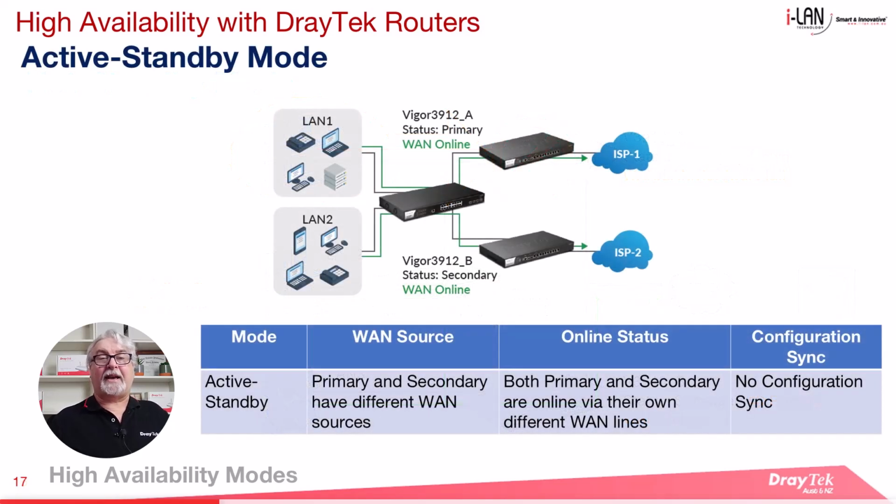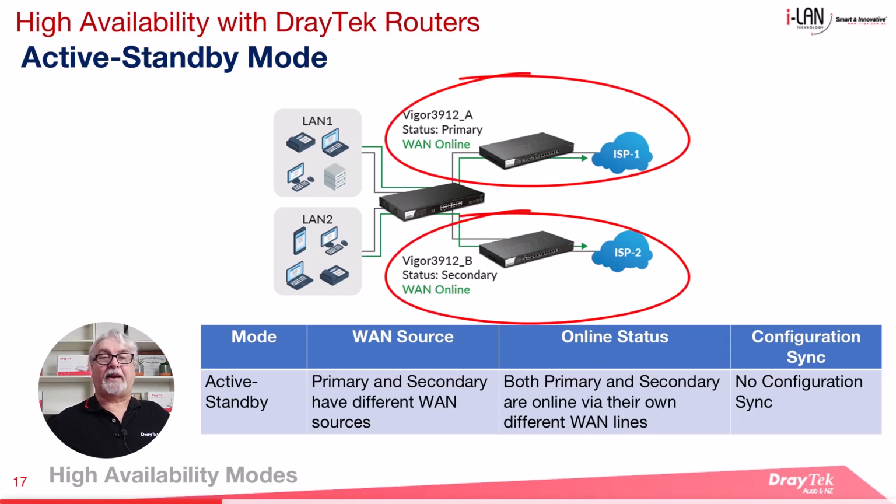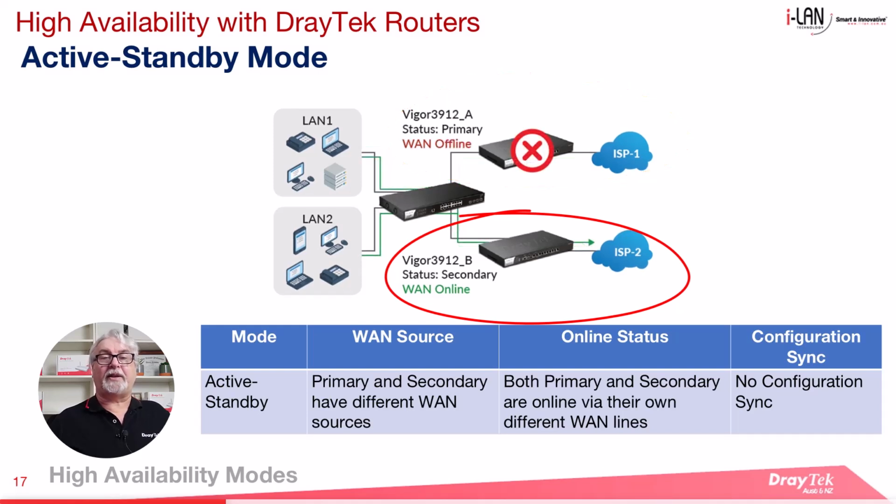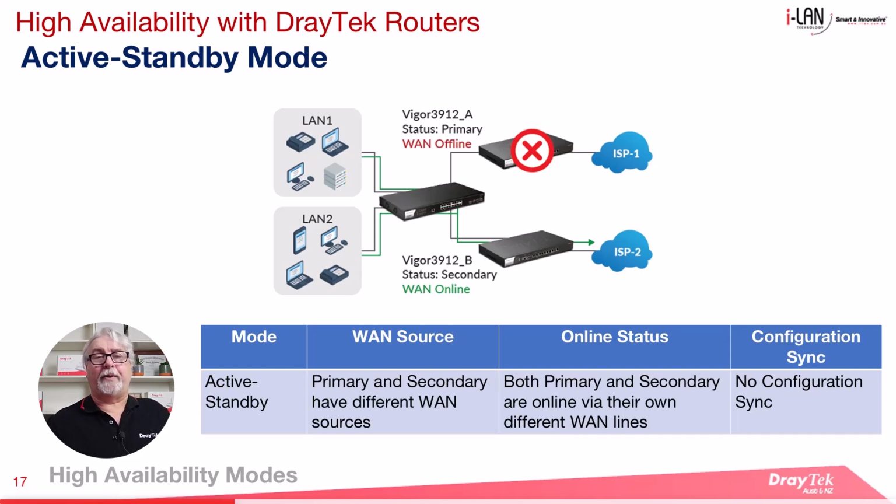The other mode is active standby mode. Here, the primary and secondary routers have their own dedicated WAN connections. Both routers are active and can run independently to share the traffic load, but if one router fails, traffic for this router is redirected to the secondary router. In this mode, the router configuration is not synchronized between the routers. One drawback is that you will need two internet connections, but an upside to that is that you can load balance the traffic between the two WAN sources. Let's take a look at how that works.